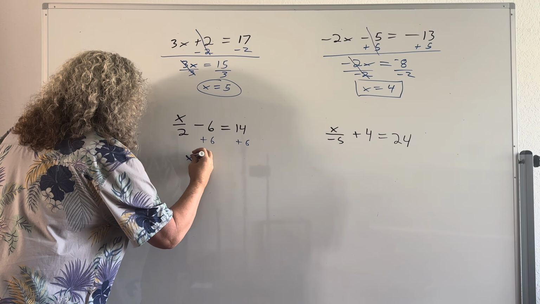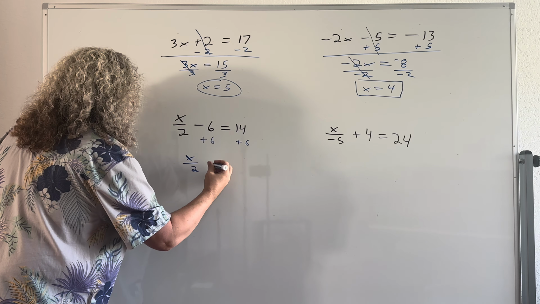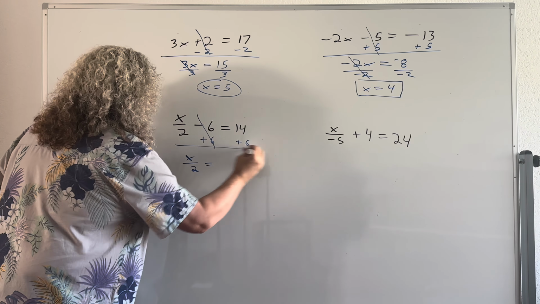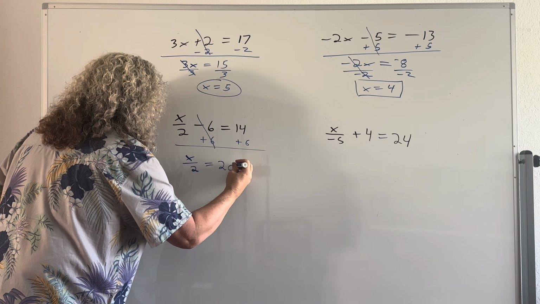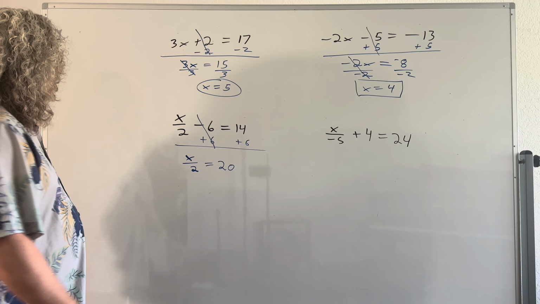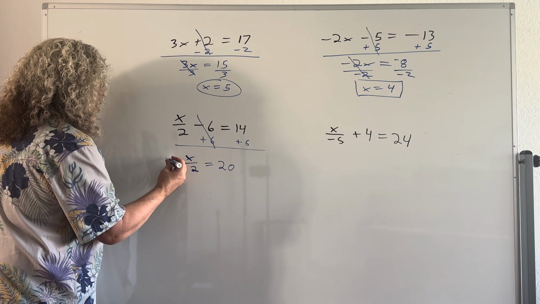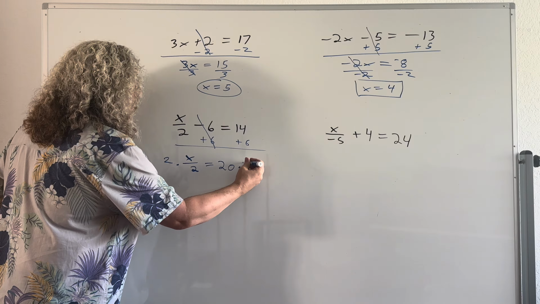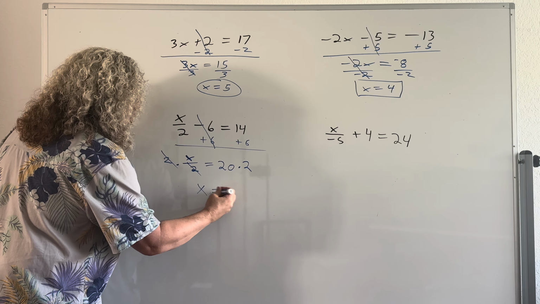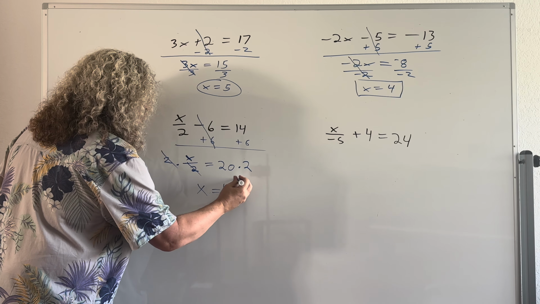Now, when I bring it down, I'm going to get x over 2, they die, equals 14 plus 6 is a 20. Now we're back to a one-step problem. X divided by 2, what's the opposite of divide by? Multiply. Do it on both sides. They die. X equals 40.